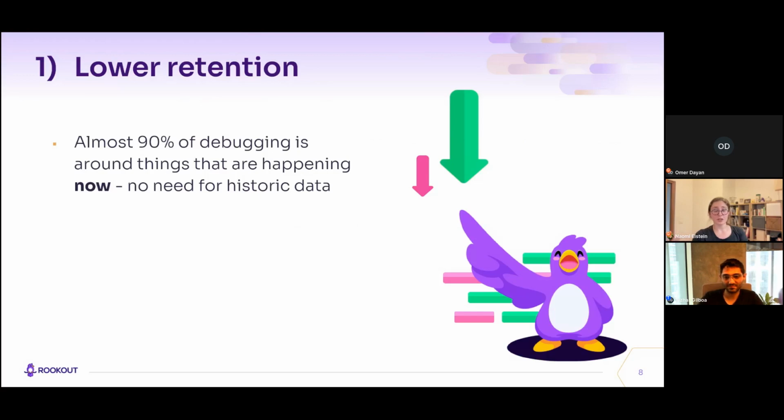Firstly, we have retention. Companies generally go between a week and a month on their retention rates for logs, depending on their need. We know that almost 90% of debugging sessions, you only need to look at data that's happening now. The issue is happening, it's still happening. We can reproduce it in production, or we can at least see users who are experiencing that same issue right now. There is no need to look at that historic data. So it's a good idea to evaluate whether there is too high a retention rate in your system.